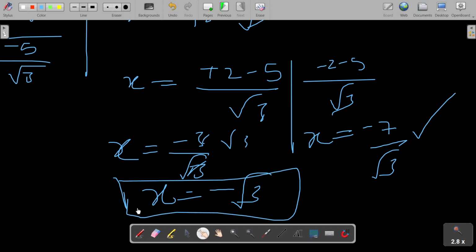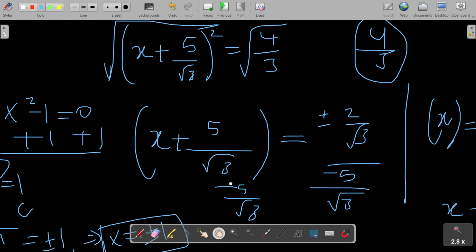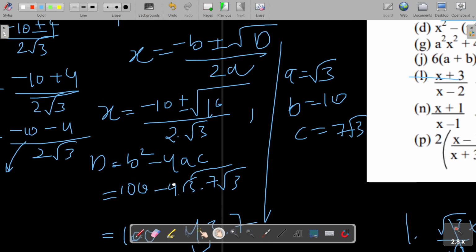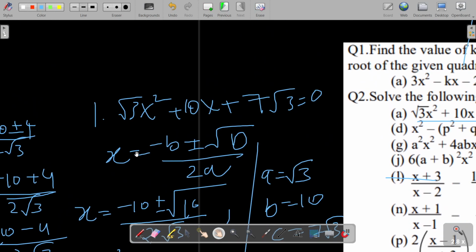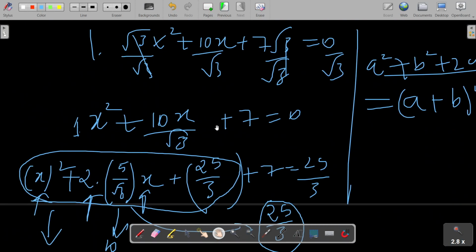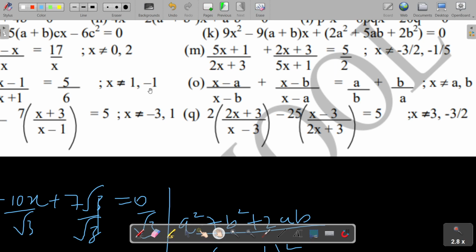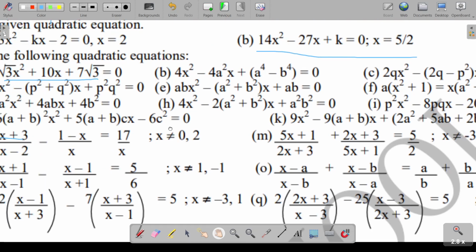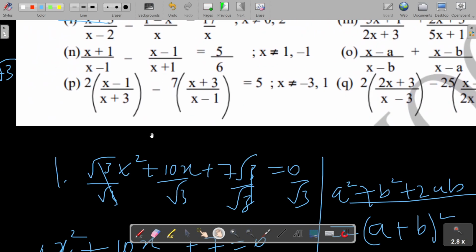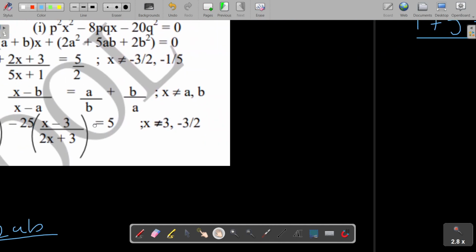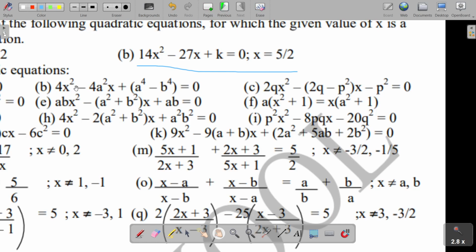So this is the method for those who, if you can remember this formula, this thing right here, we can do this thing also. There is one more method, the factorization method. Okay, let me tell that in another example. So this is the completing square method. Let's move on to the next problem.